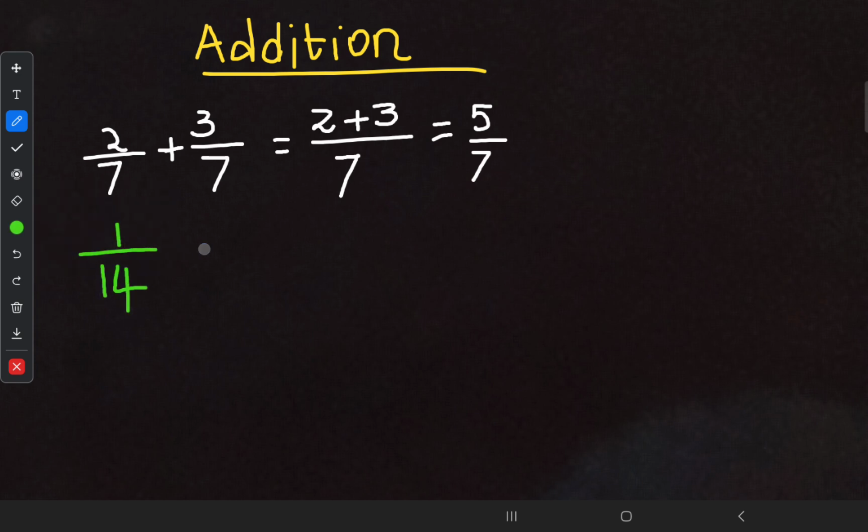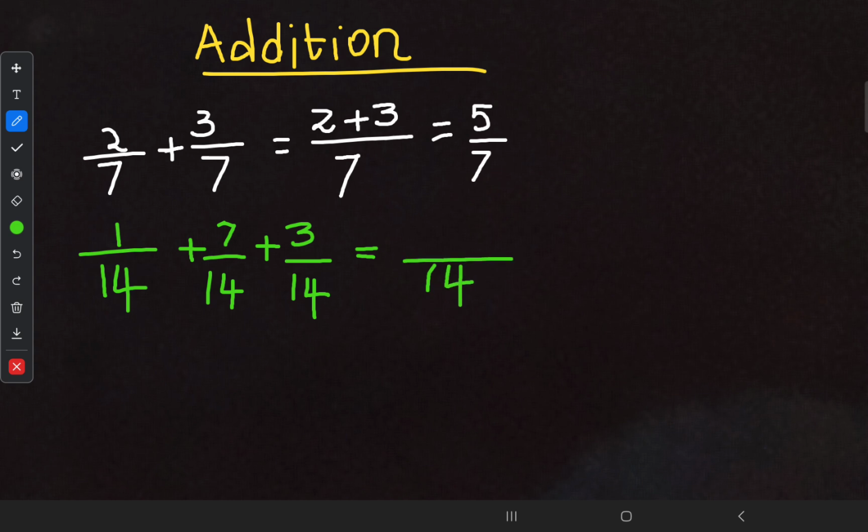1 upon 14 plus 7 upon 14 plus 3 upon 14. Before adding, you should check whether all the denominators are the same. Here you can see all the denominators are the same, so we write the same denominator in our answer and add the numerator values: 1 plus 7 is 8, 8 plus 3 becomes 11. This is the way you should add basic fractions with the same denominator.